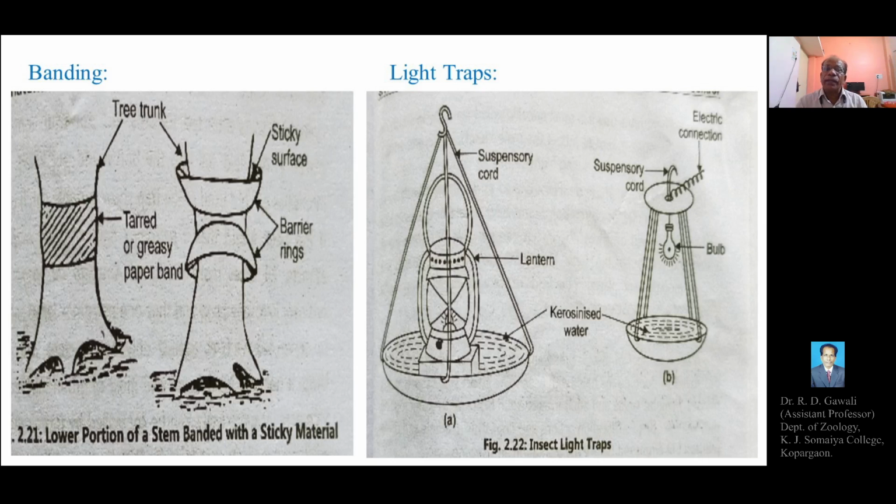Then in another diagram, the source of light is an electric bulb, which also has a pan below provided with kerosinized water or insecticidal water. So ultimately, the insects aggregated towards the light traps fall into the kerosinized water or insecticidal water and get killed. So different types of light traps or banding techniques can be used as a mechanical measure for the control of a variety of insect pests, in the form of bandings or different types of light traps. So this is the image showing these two types of mechanical measures, that is banding and light traps.